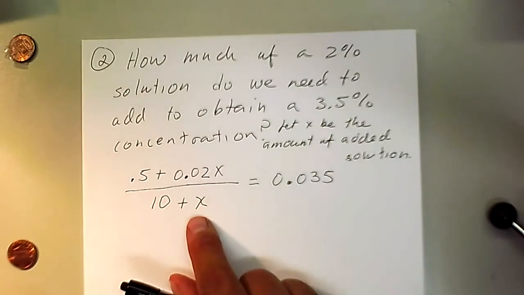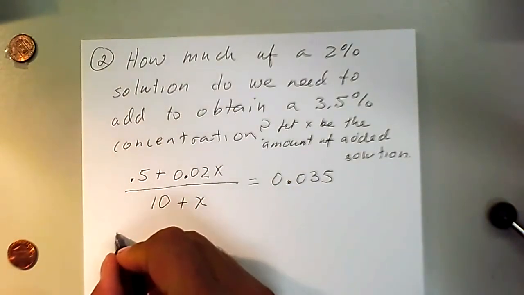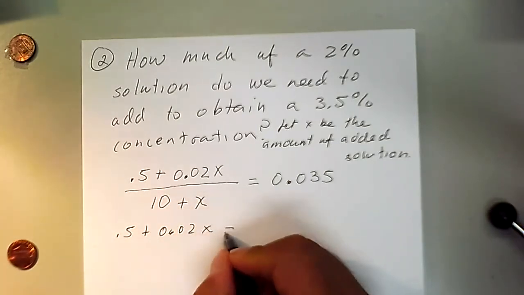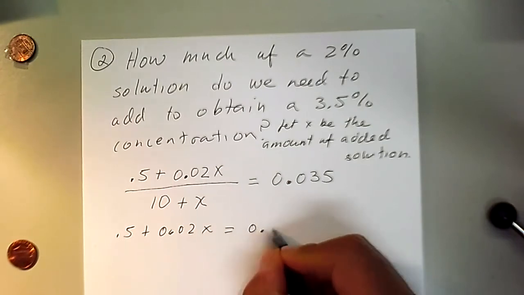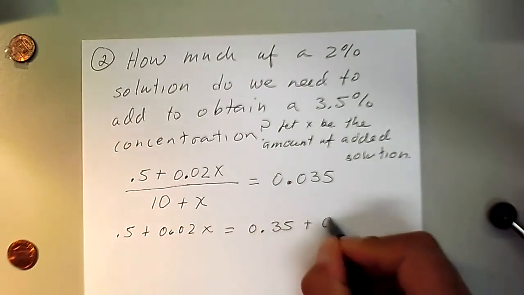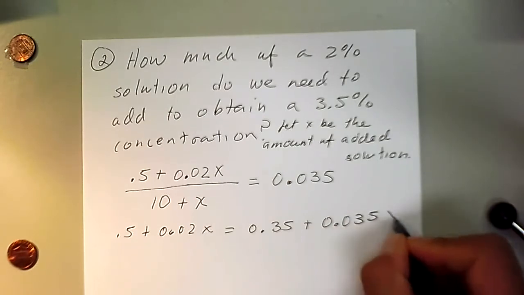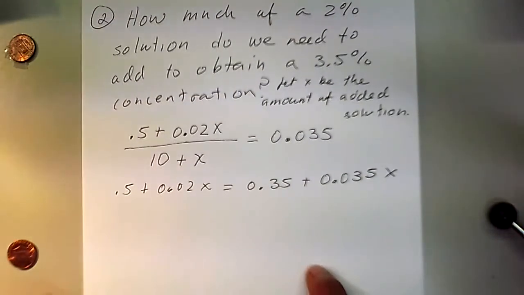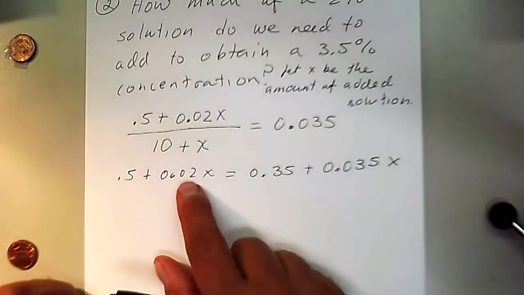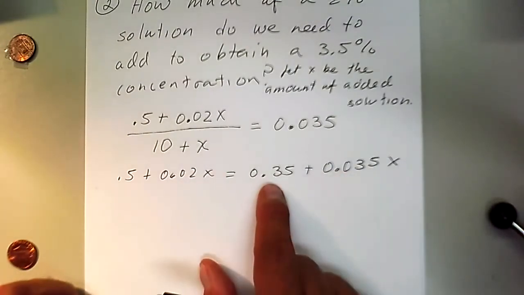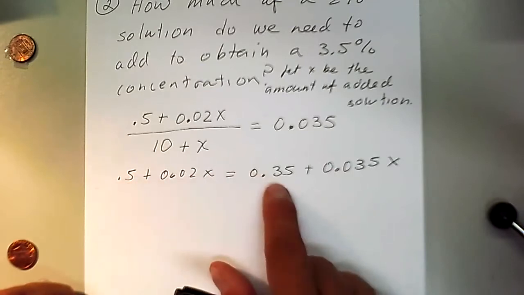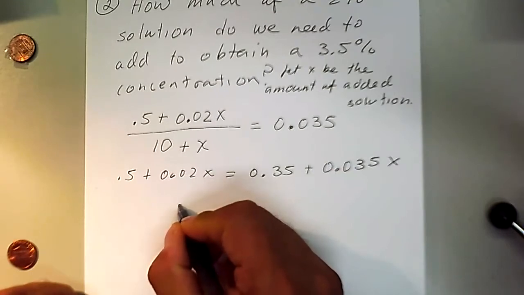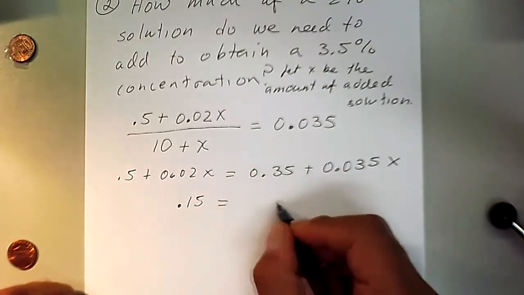So again, multiply. So 0.5 plus 0.02x will be 0.35 plus 0.035x. So we're multiplying this with the 10 and that with the x as we multiply the denominator. Now there's more things to subtract because we have an x and an x and a number without an x and a number without an x. So when we subtract 0.35 from both sides of the equation, we still end up with 0.15 as in the previous problem.